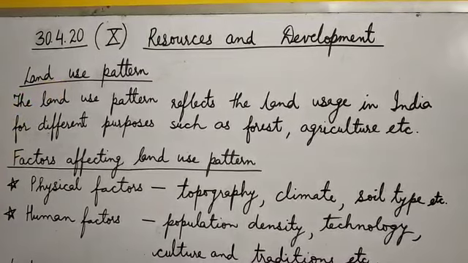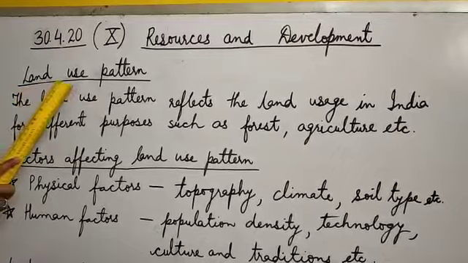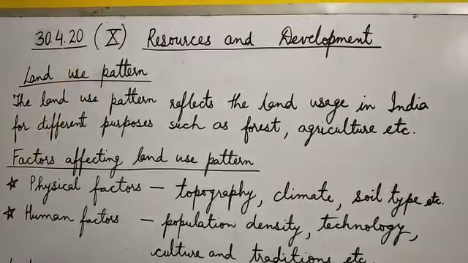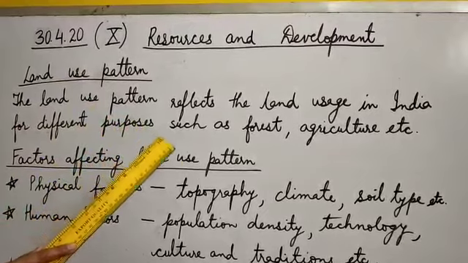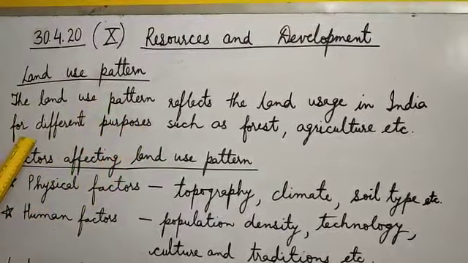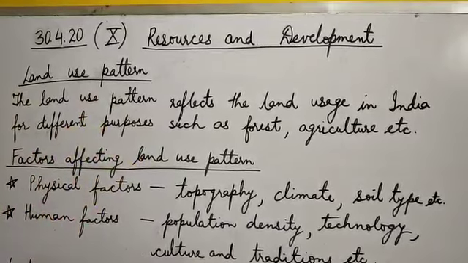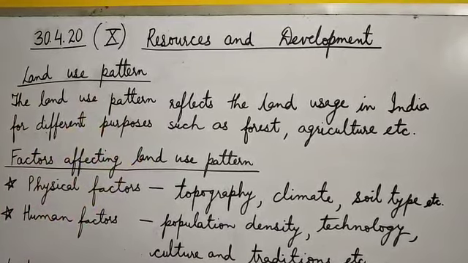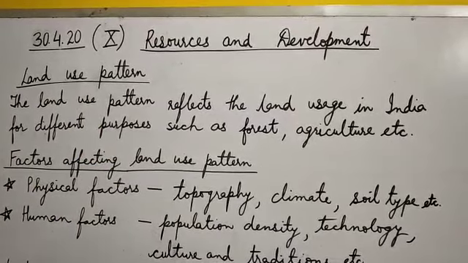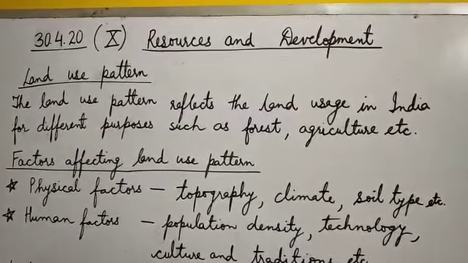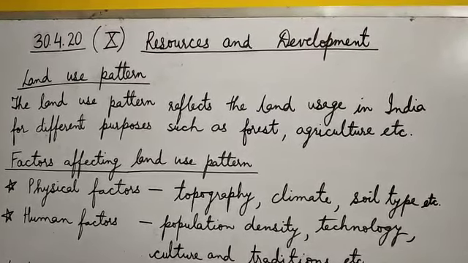Today we will start the land use pattern in India. But what actually is a land use pattern? The land use pattern reflects the land uses in India for different purposes such as forest, agriculture or pasture. That means the way we use the land for different purposes is termed as land use pattern.